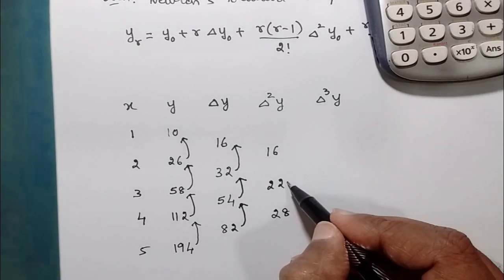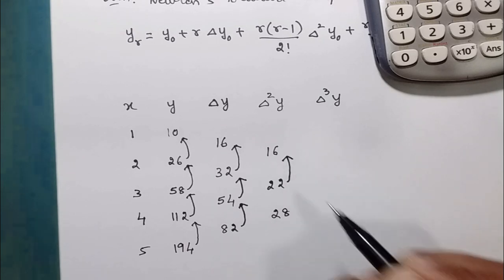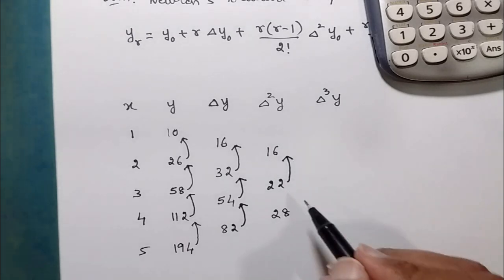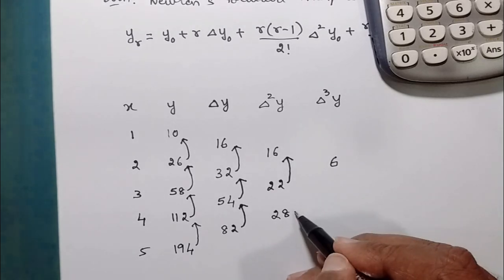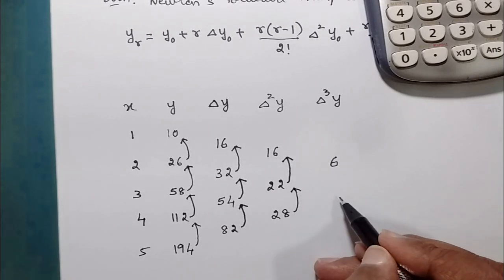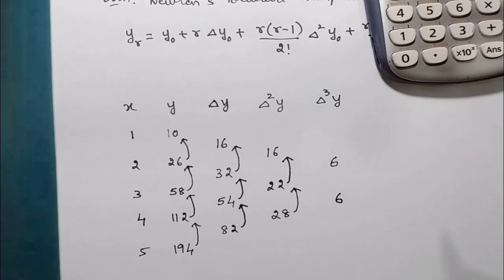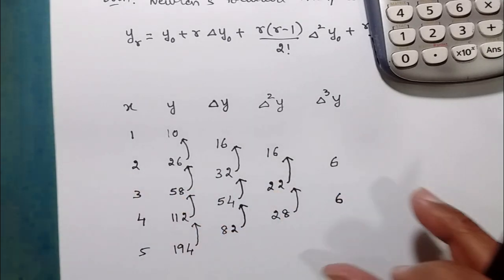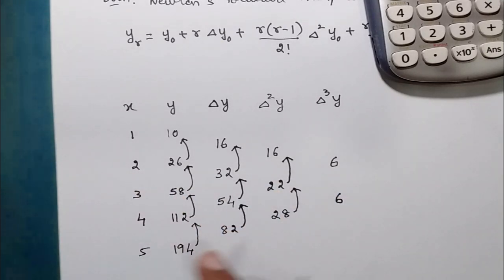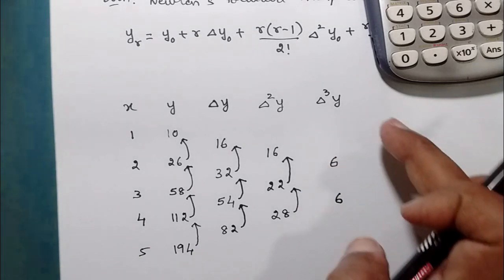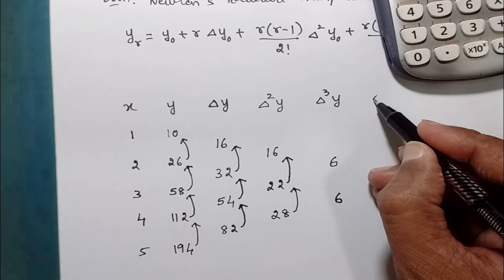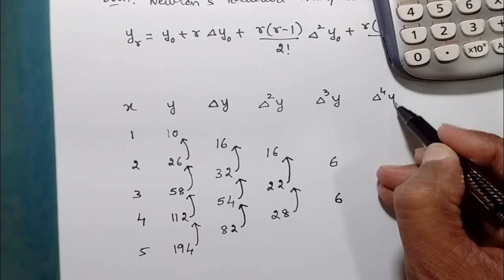Again you have to take the difference, these two difference, 22 minus 16. So 22 minus 16 will be 6. Then 28 minus 22, again its value will be 6. So how far do you have to prepare the table? You have to go on preparing the table till you get the constant value here, or you can even prepare the table till you get a single value.